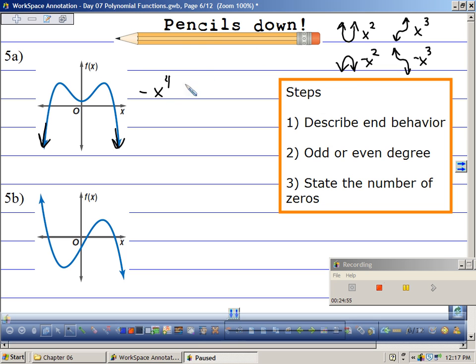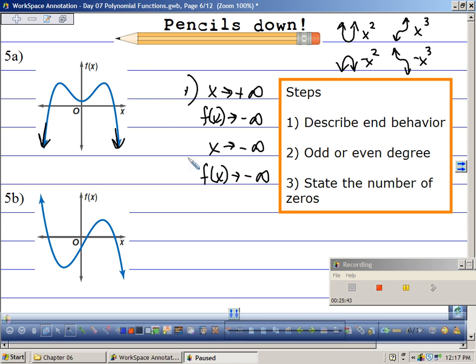So let's describe our end behavior. That's the first thing we have to do. As x is going positive, what's y doing? As x is going positive, what's the graph doing? It's going down. So this would be negative infinity. And as x is going in the negative direction, what's the graph doing? It's going down. So we want to know if it was odd or even. It's got to be an even because they're both going in the same direction. So it's even.